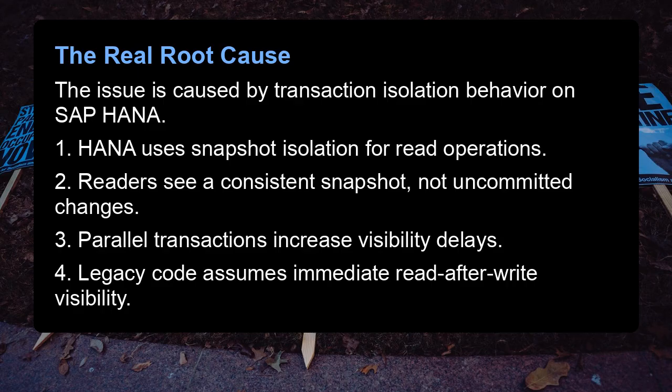HANA uses snapshot isolation for read operations. 2. Readers see a consistent snapshot, not uncommitted changes. 3. Parallel transactions increase visibility delays. 4. Legacy code assumes immediate read-after-write visibility.